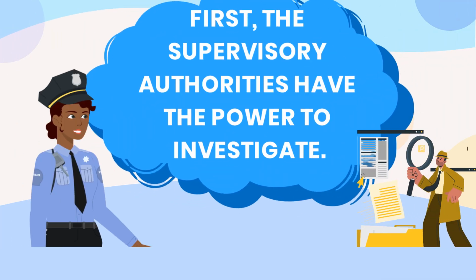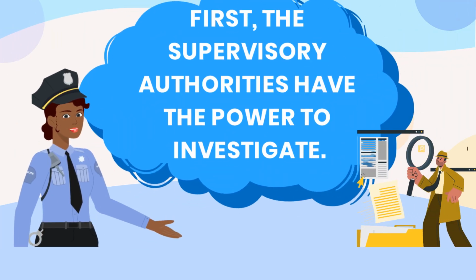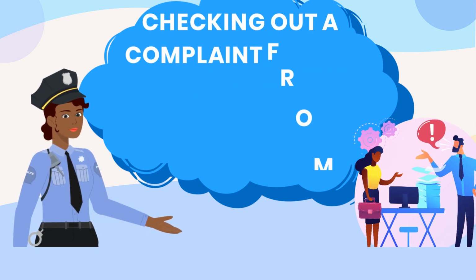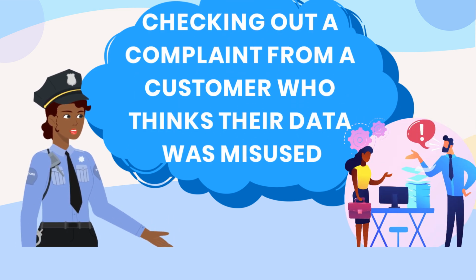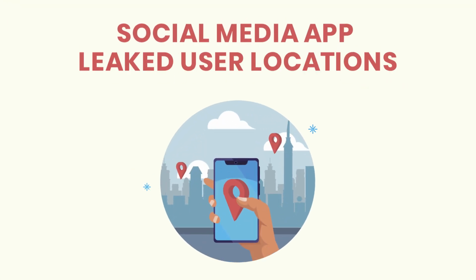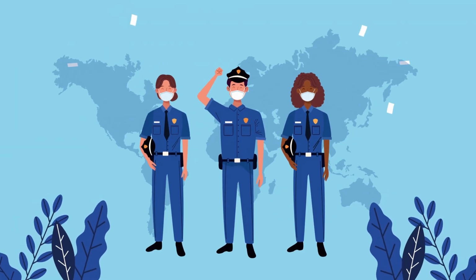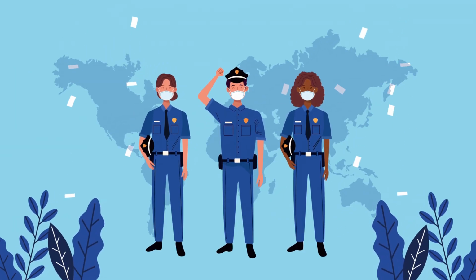First, the supervisory authorities have the power to investigate. This could mean doing a full data protection audit on a company or checking out a complaint from a customer who thinks their data was misused. Let's say a social media app leaked user locations. The authority could step in, ask for details, and get to the bottom of it.